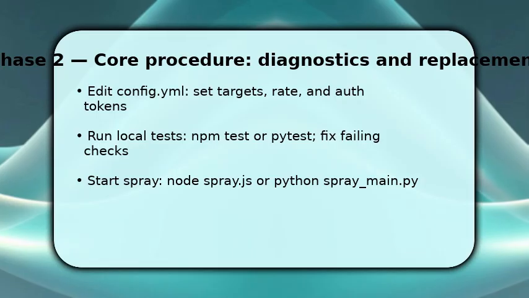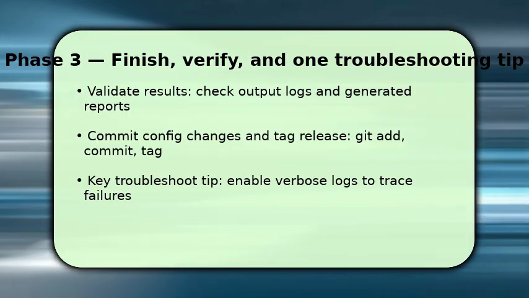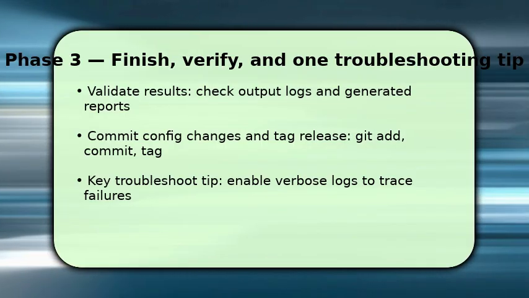You finish by validating outputs and committing changes. Inspect logs and any generated reports to confirm expected behavior, then stage and commit your updated config, tagging the version if useful. Once complete, run a quick smoke test to verify end-to-end success.